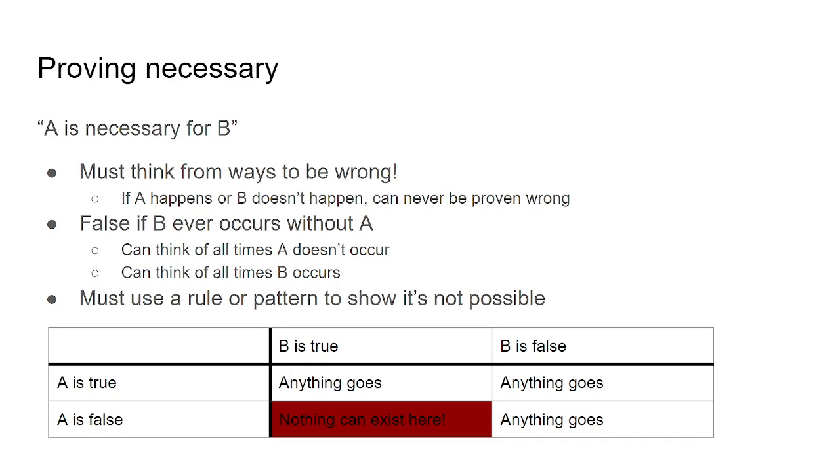And if you test cases where you know B is false, that as well has no relevance to the statement you're trying to test. So you want to test the times when A doesn't occur, when A is false, or the times when B does occur, B is true. And you do have to use some kind of rule or pattern to show that it's not possible for anything to end up in that red box ever, for any possible case.